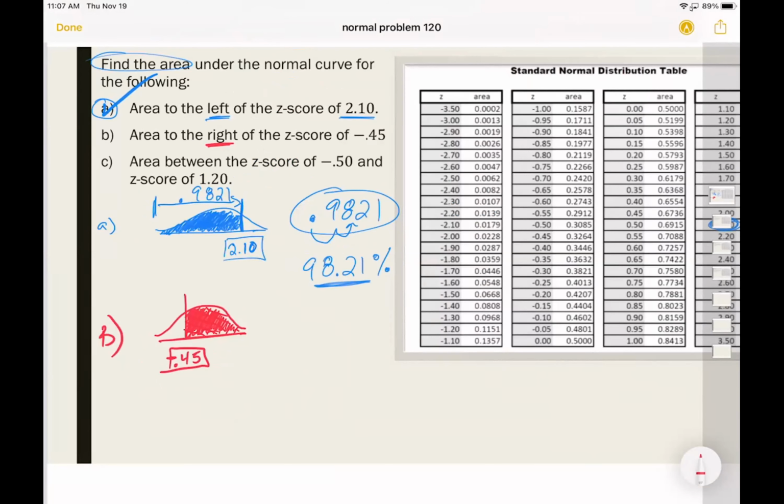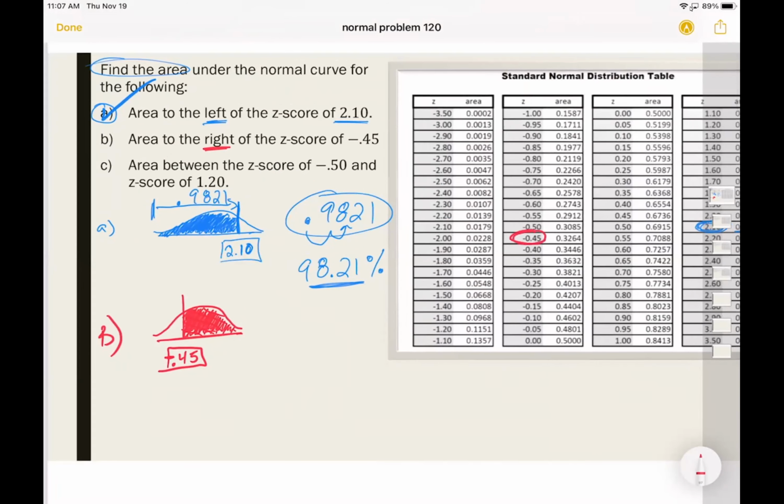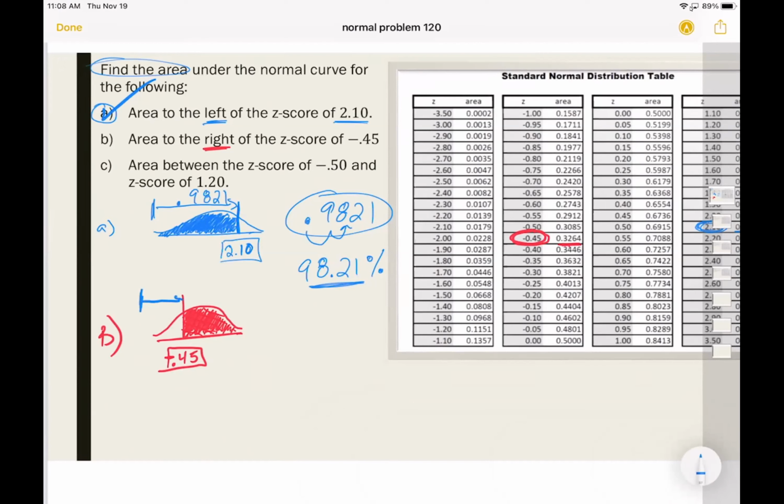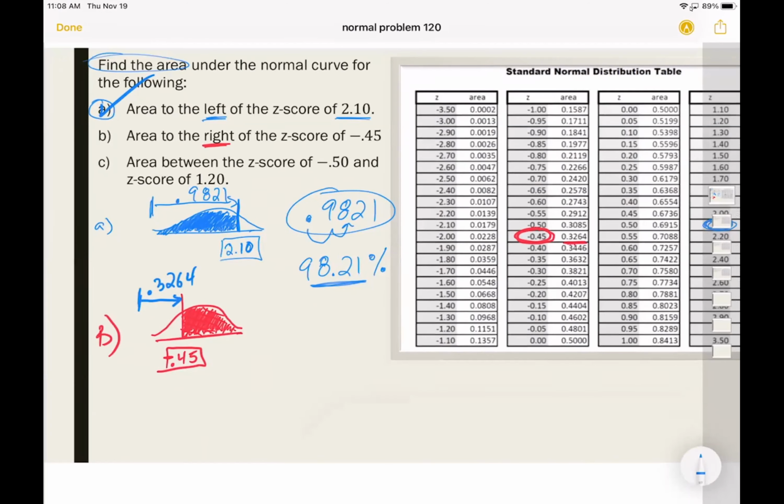Why? Because if you're looking for this negative 0.45, that's where my negative 0.45 is. And if you're looking for this thing here, they tell us that the corresponding area is 0.3264. A reminder, the 0.3264 is from the left-hand side to here. The left-hand side to that item is 0.3264.